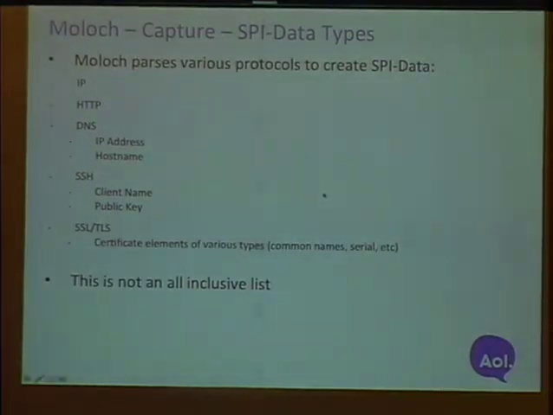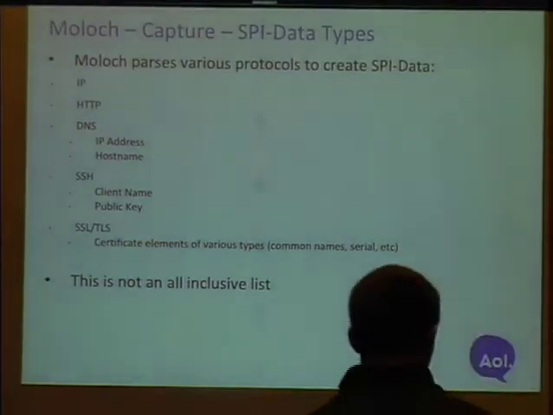So back to SPI data types. The data that's created by the capture process, we call session profile information or SPI data. And these are some of the ones that we actually can create based off of IP. So just any standard IP header stuff, source, destination, port, stuff like that. Things off of HTTP, DNS, SSH, SSL, TLS as well.